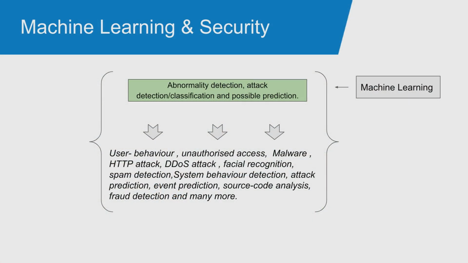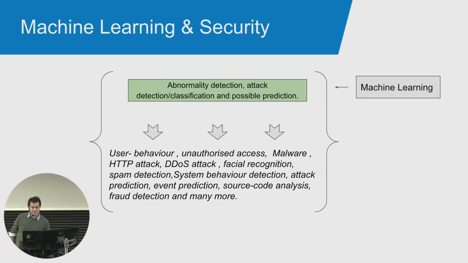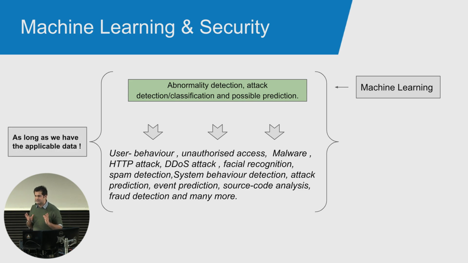Machine learning can, and it has been proven, identify different types of attacks towards your service. That could be user behavior, unauthorized access, DDoS attacks. It can do facial recognition, which we see at different airports nowadays, and spam detection. You can do anything really with it, as long as you have the right and applicable data for your problem. And that is the key. That's the most important thing. So again, we're using data and the content of that data to protect ourselves, or to protect that data itself, somehow.